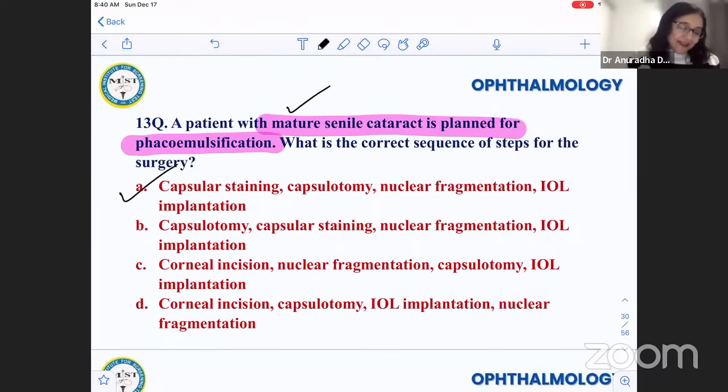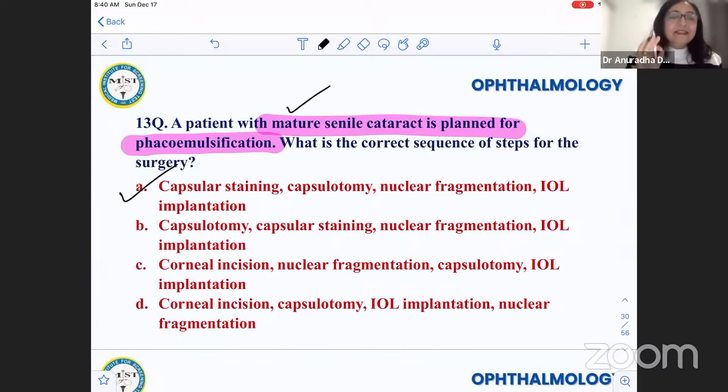Choice A is the answer. So choice A is the answer. Yes. In choice A and B, incision is not mentioned, but the rest of the steps in choice A are in the correct sequence.